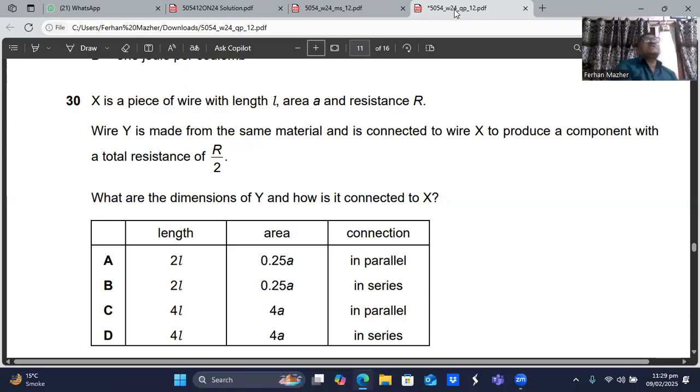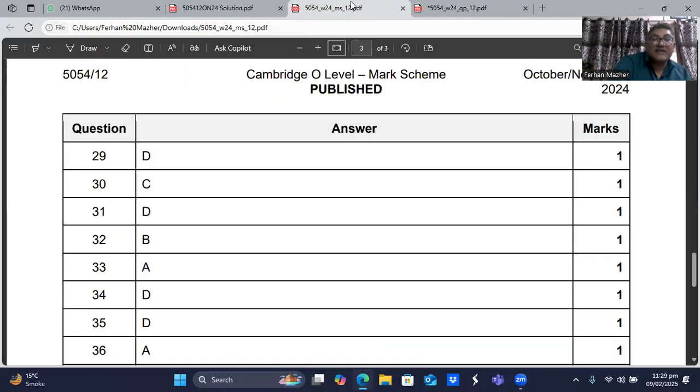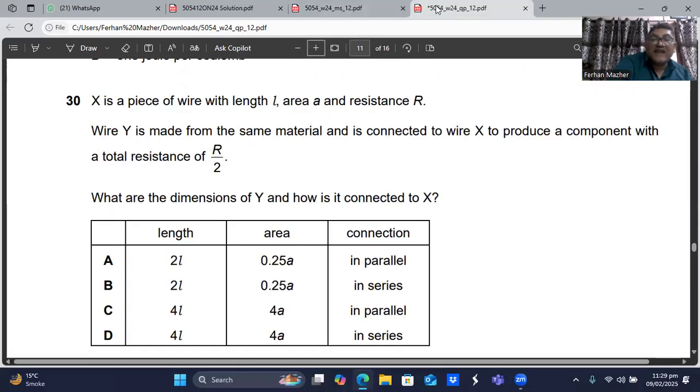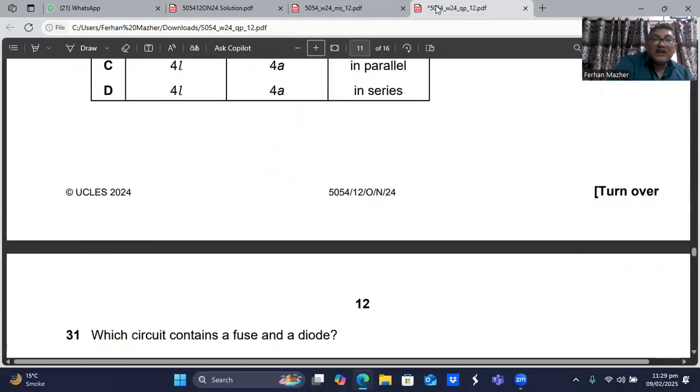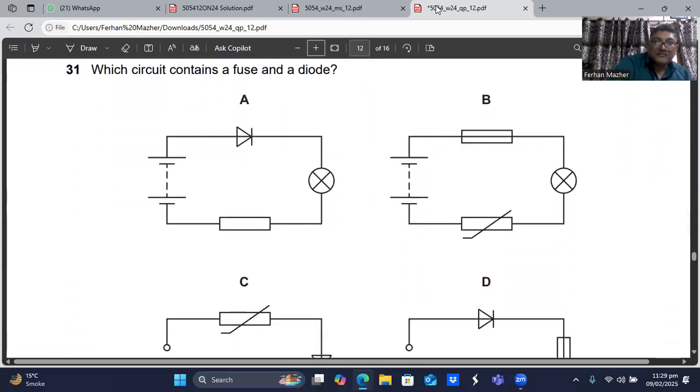You see, the total resistance is R by 2 in the parallel combination, and that is only possible if both the resistors have the same resistance. Because the second resistance's length has increased, for example, to 4L compared to the first one, its area must be 4A to make the same resistance. They should be connected in parallel, so I think C is the right choice. A very tricky and conceptual question. Question number 30, C is the right choice.